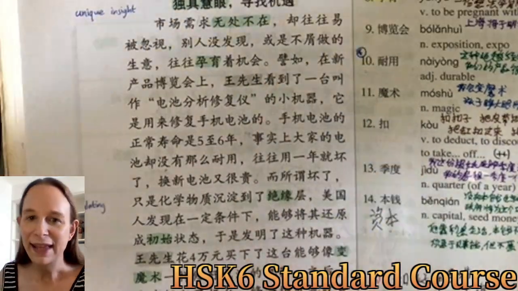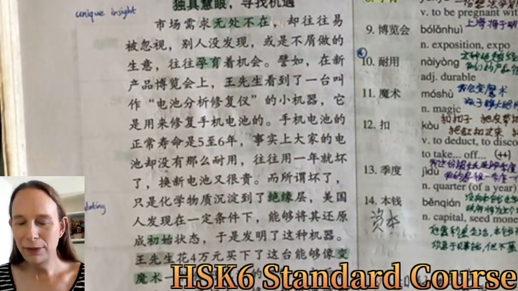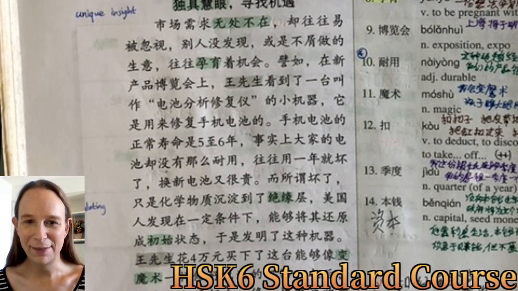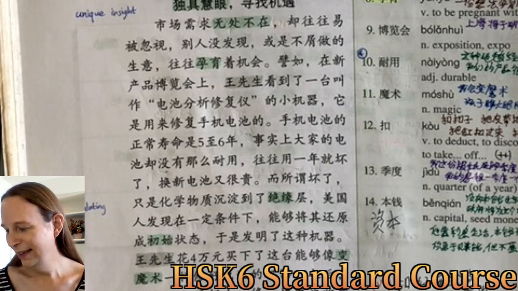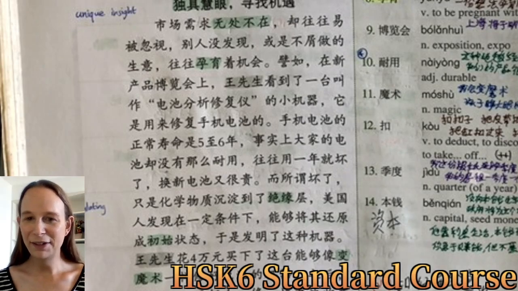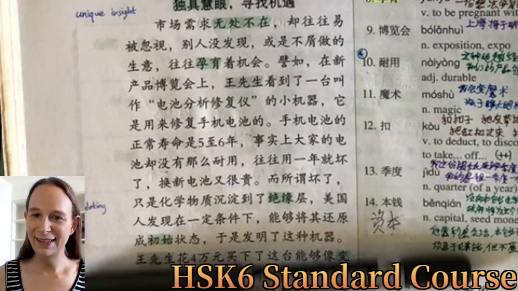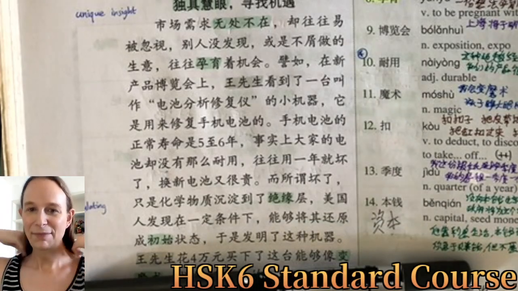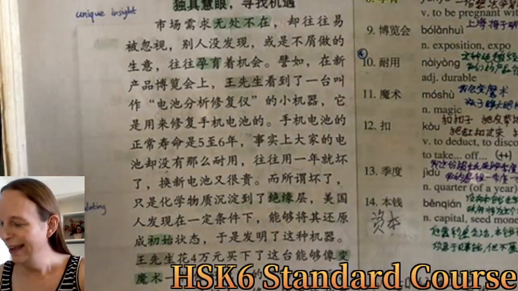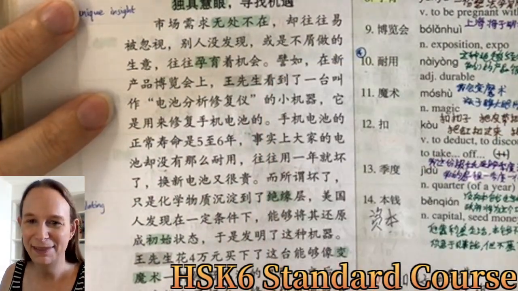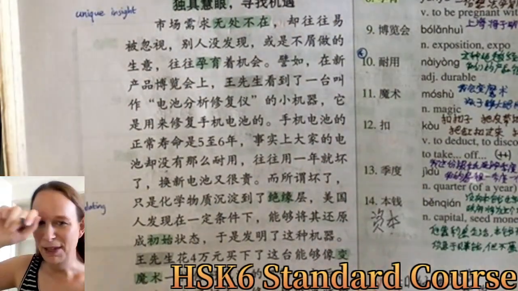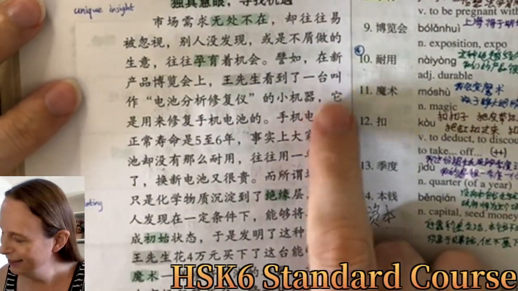譬如, yeah, so there's three of them. There's 譬如, 例如, and 比如. They all mean for example. 譬如 is probably the most formal of the three. You don't need to know this. Basically, they're all the same. I don't think anyone knows any distinction between them. Maybe people try to split hairs, but it's not important. Yeah, you can choose 比如 because it's the easiest to handwrite.